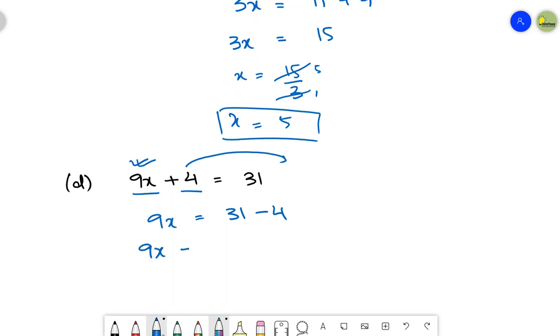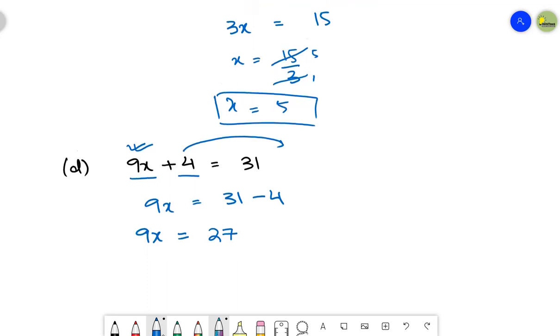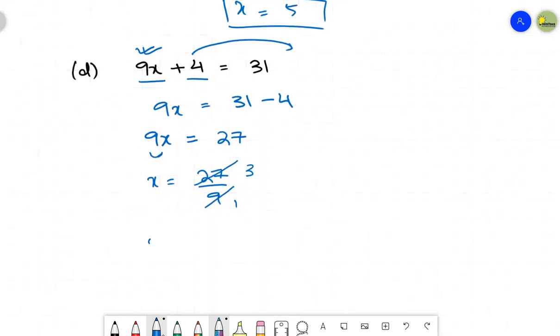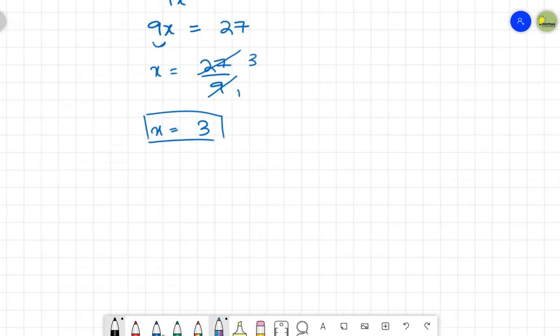Solve the two terms present on the right side. 31 minus 4 becomes 27. Then 9 will be shifted to the other side, and keep in mind that 9 is multiplying with x. So when you shift it to the other side, it becomes 27 upon 9. It will be written in the denominator, or in division. So 9 ones are 9, 9 threes are 27. The answer of x that we calculated is 3. This is how you find the value of the variable by solving the linear equation.